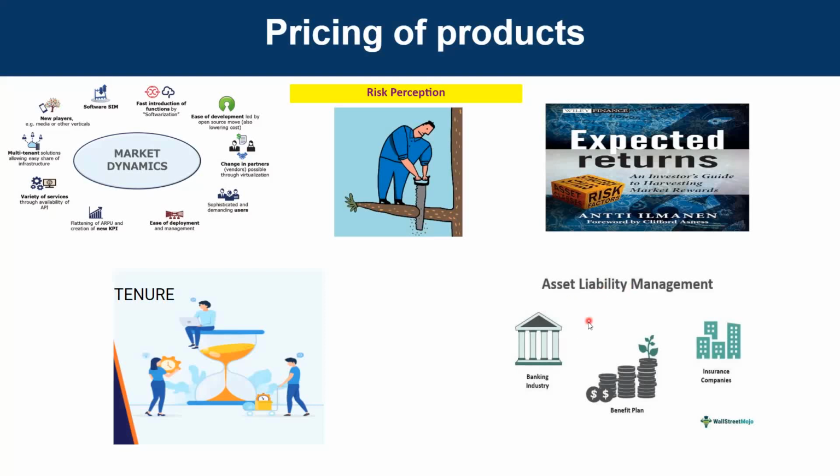There is something called asset liability management, which is a very huge topic as such, but we will be talking only in respect of pricing of products in retail banking. The primary goal of asset liability management is to ensure that the institution's assets and liabilities are aligned in a way that minimizes risk and maximizes profitability. So, pricing of any product or service is based on all these factors which we have just spoken about.